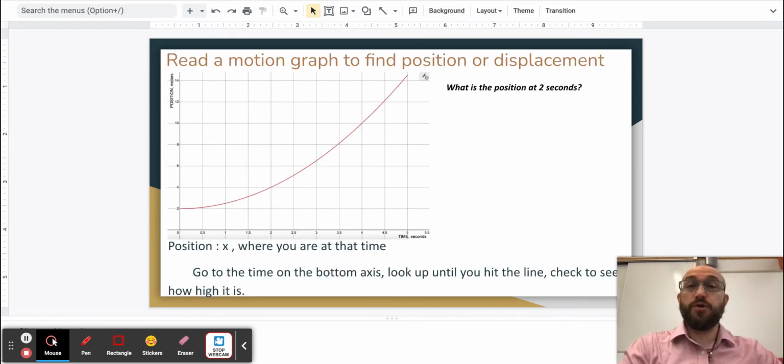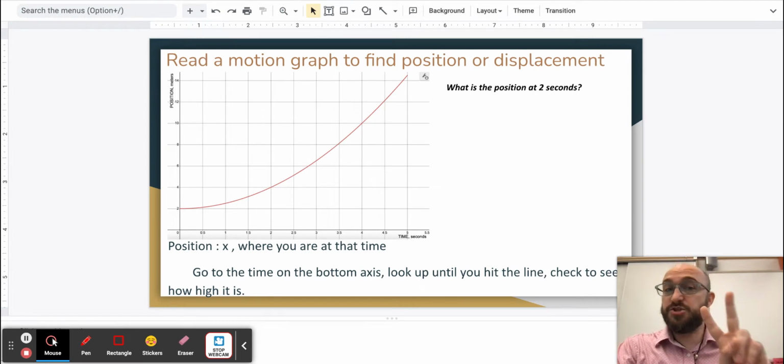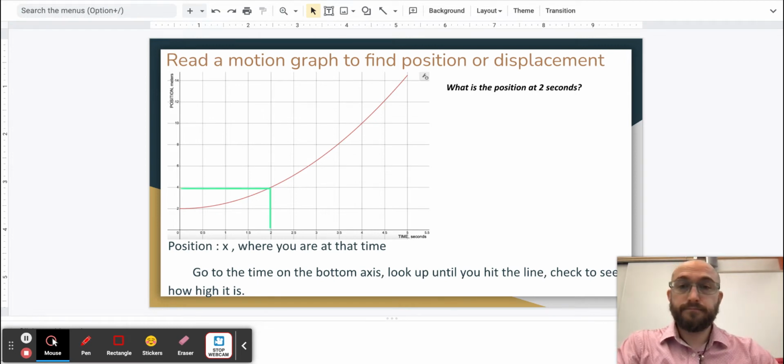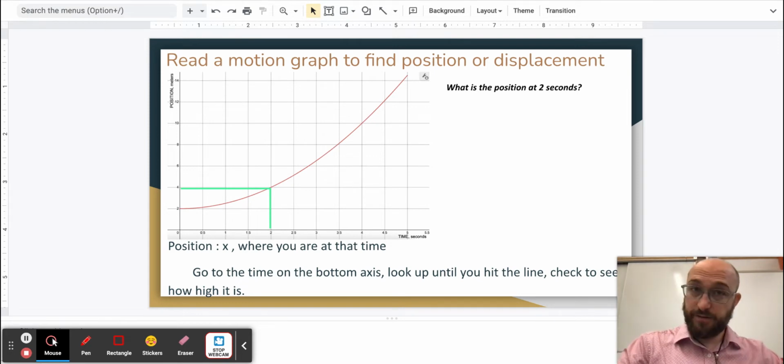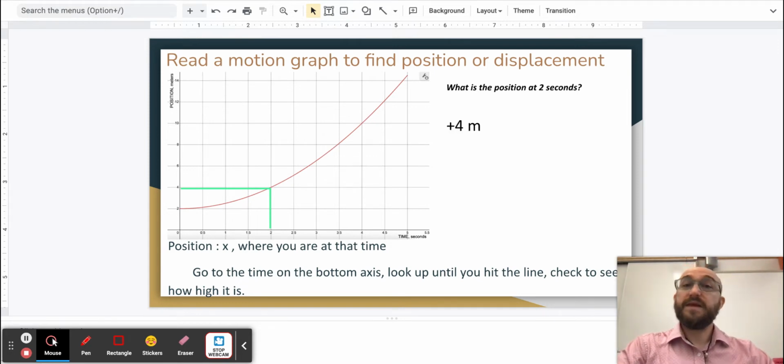Can you read a motion graph? Well, to read a motion graph, I go to the time, then I carry it up until I hit my line. Then I go over and I read my position. So here, what is the position at 2 seconds? Well, I go from 2 up to the line and then over. And I can see that my position at 2 seconds is positive 4 meters.